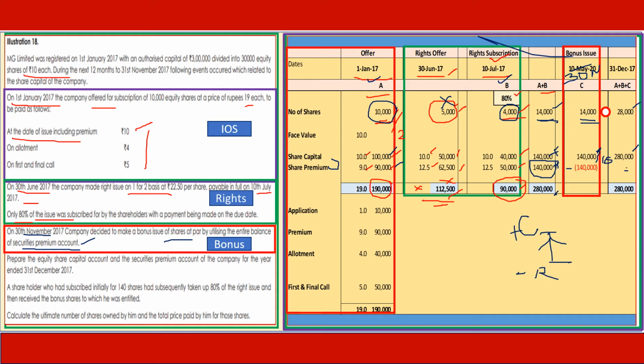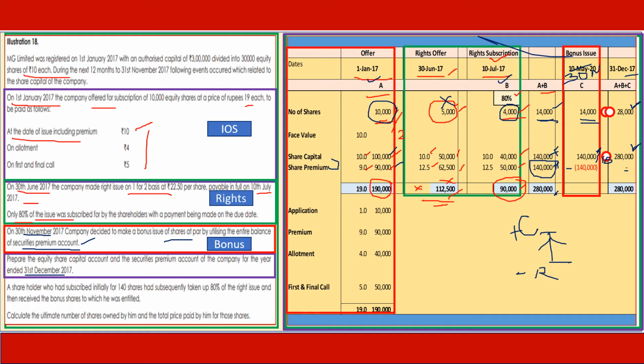Effectively, as of 31st December 2017, the year end, the company will have in its balance sheet 28,000 shares at a face value and paid up value of 2,80,000 with no premium in the books. This is what we are highlighting.